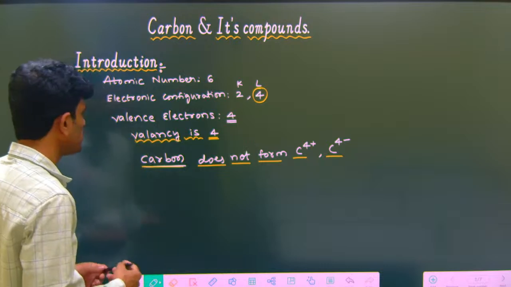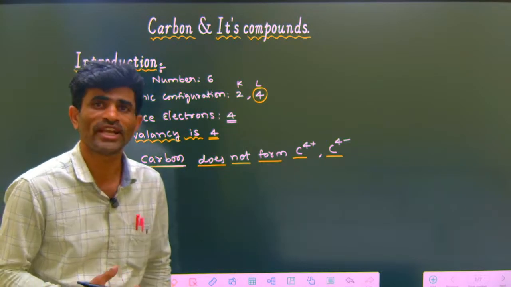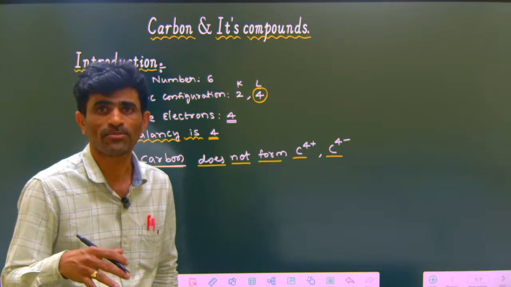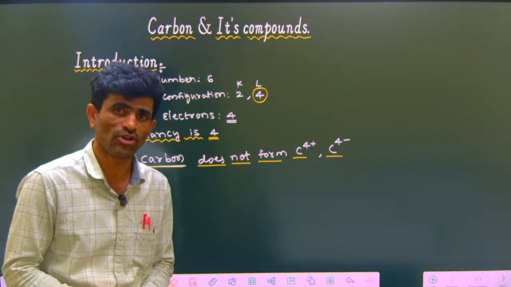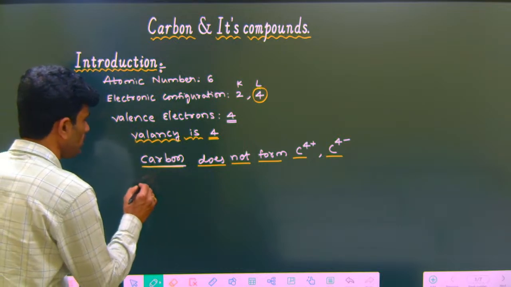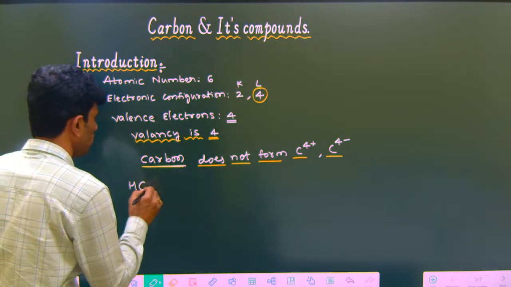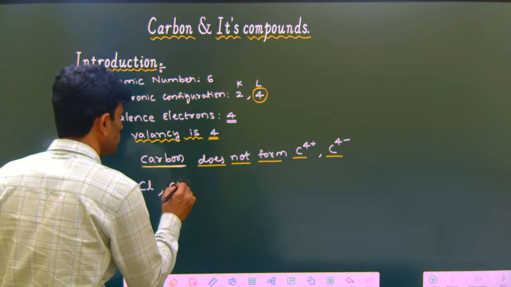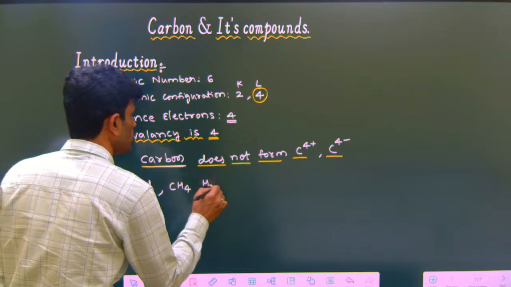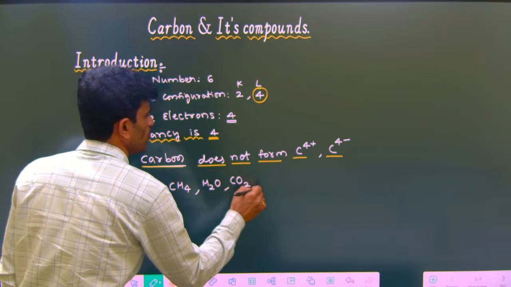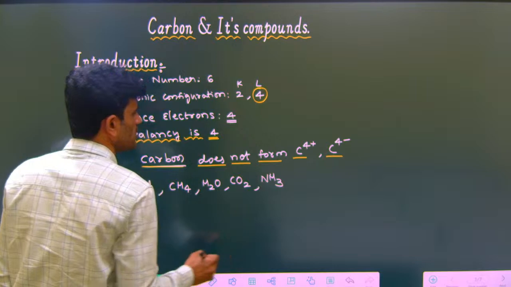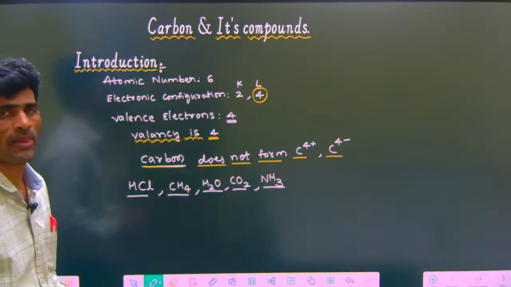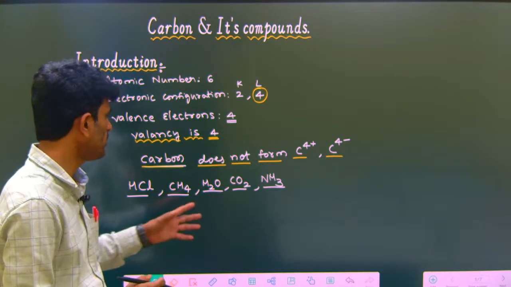We have examples of covalent compounds. I told you just now, covalent compounds are the compounds formed by covalent bonds. How will a covalent bond be formed? By sharing of electrons. Example, HCl is a covalent compound. All these we will discuss. I am telling you some examples: CH4, H2O, CO2, NH3. All these are covalent compounds, formed by covalent bonds between atoms.